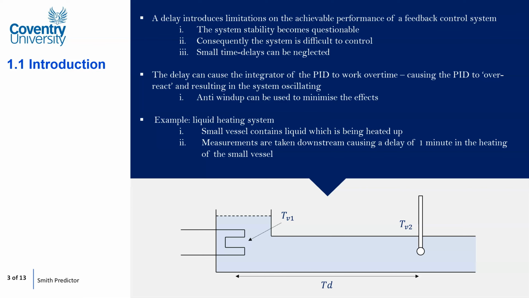It can cause the integral term of the PID to work overtime. If you remember in the previous video, when we looked at the PID, we talked about the previous integral that was building up at every sample. So what can happen is if you're taking control action and you don't see the action being measured at the sensor within the next sample, you end up with the error effectively still there. So the control system continues to pump out more and more power. As a result, it can cause the PID to overreact and result in the system oscillating. And typically, the larger the transport delay, the more oscillations you would get on the system, especially if you didn't account for that.